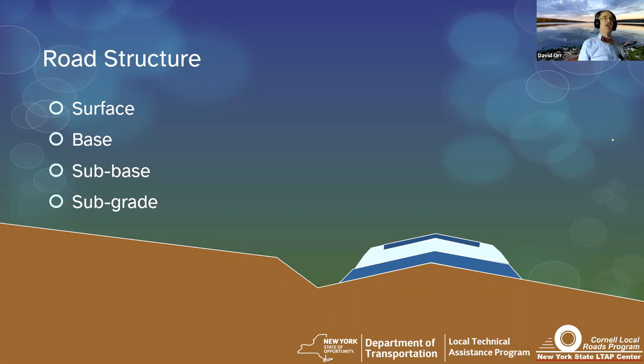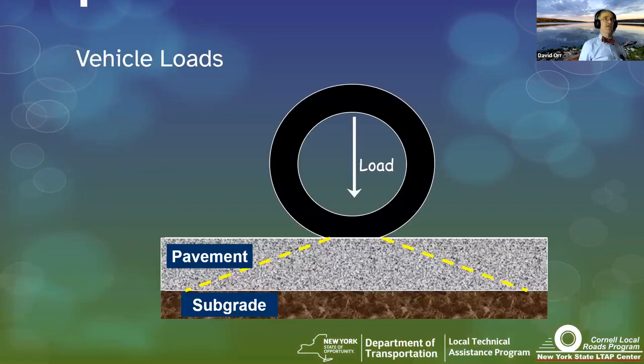Now, for most low volume roads, one thing that makes a low volume road a little bit different is we typically only have a base layer. Okay, but very, very rarely do you see much more than that, because again, you don't usually need to spread the loads out that much for a low volume road. But that makes that base even more critical because it's going to be carrying more of the load weight.